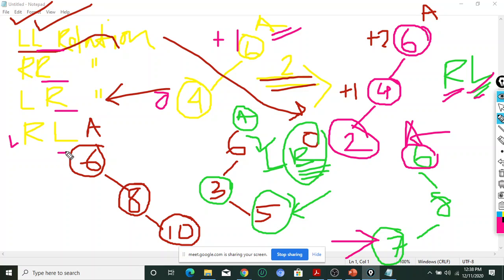Right subtree L means R stands for right subtree. Sorry, right of A. And L stands for we will start from this end. I will start from the right end. So left subtree of the inserted node. So initially, for example, if I consider this one, let me remove all those things and make it simple.